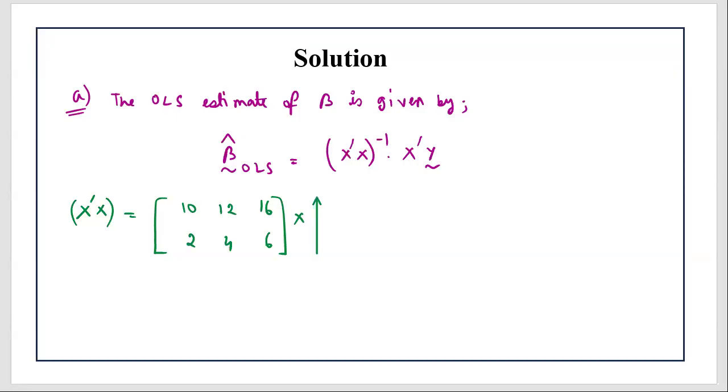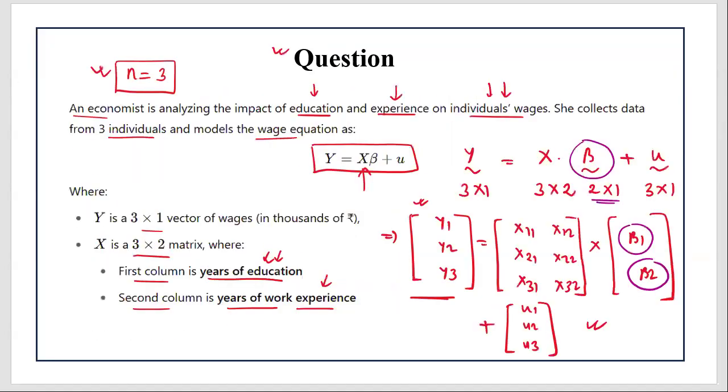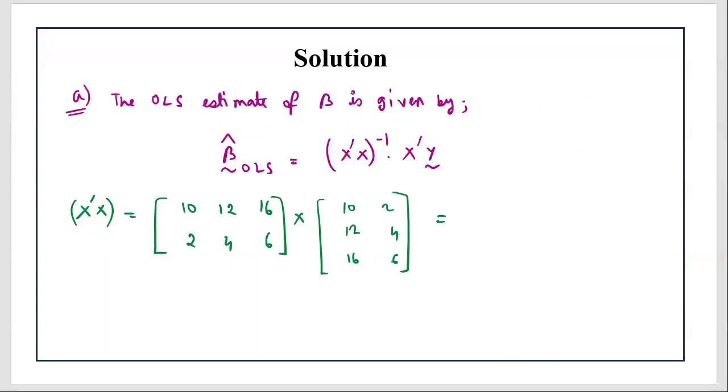And here you have the original matrix: 10, 12, 16, and then 2, 4, 6. Now you have to do the calculation. What is the dimension of the first matrix? X is 3 cross 2, so the transpose will be 2 cross 3 and the original will be 3 cross 2. The matrix that you get after multiplication will be 2 cross 2. So how do you calculate? Take this and do the multiplication.